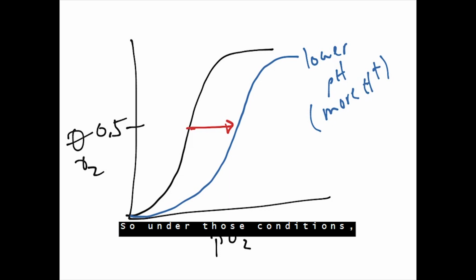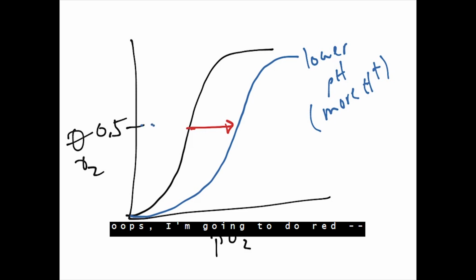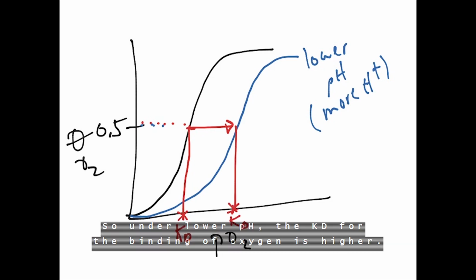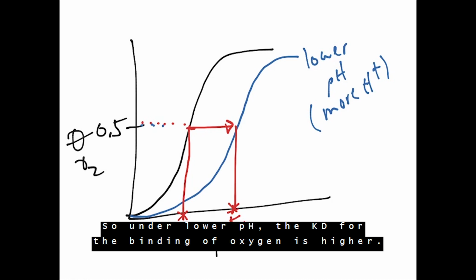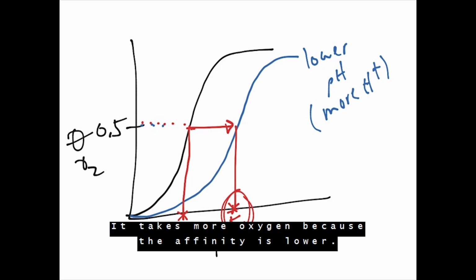So under those conditions, if we shift to the right, then we know, oops, I want to do red, that we have moved the KD from here to here. Okay, so under lower pH, the KD for the binding of oxygen is higher. That means it takes more oxygen to reach the halfway point where half the binding sites are occupied. It takes more oxygen because the affinity is lower.